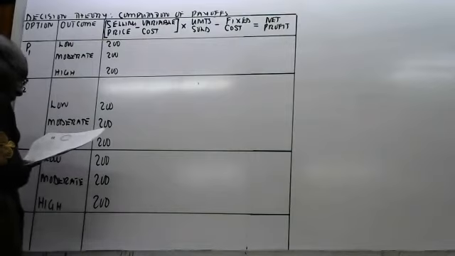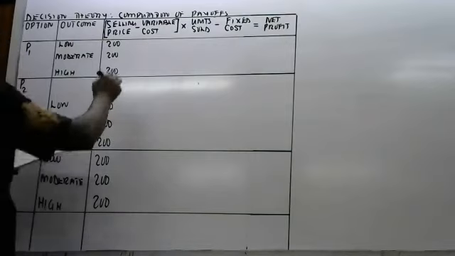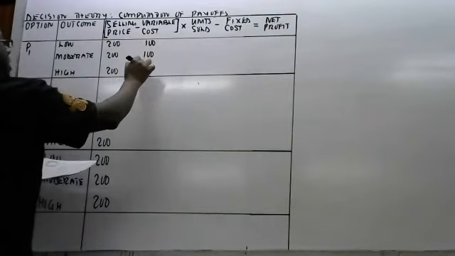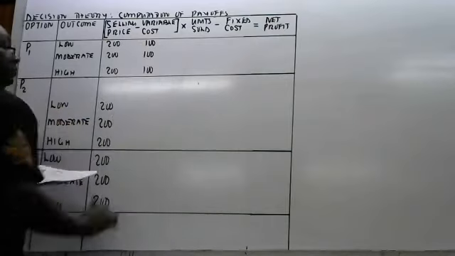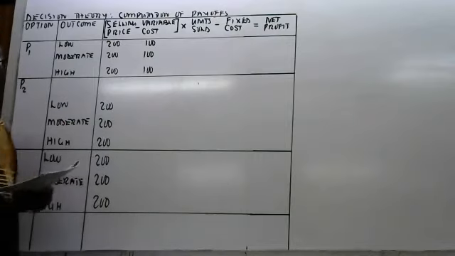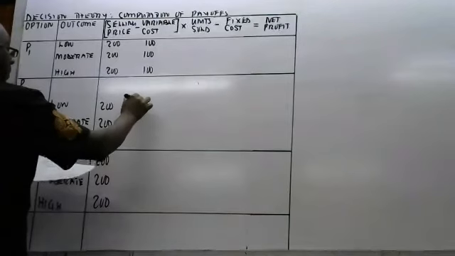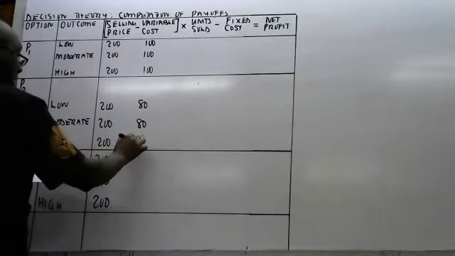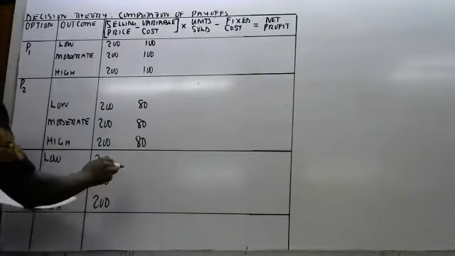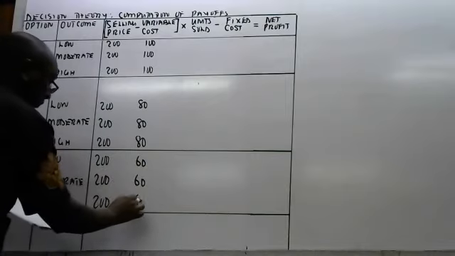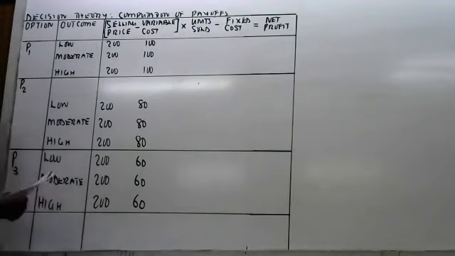Variable costs for pen 1, you can see it is 100. When you are in pen 1, it is 100. When you go to number 2, it is 80. When you go to the third one, we have 60.